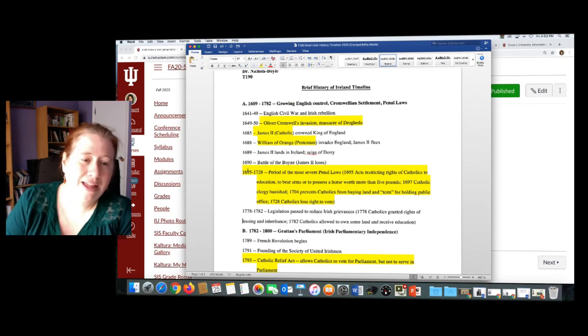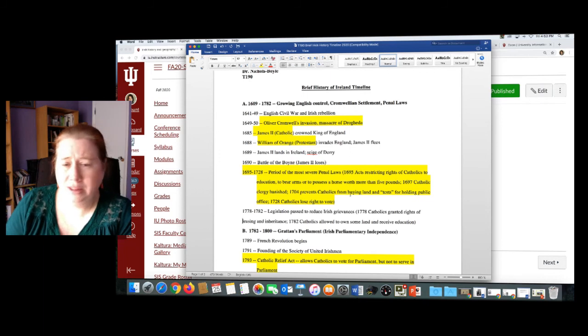So this is the late part of the 17th century, early part of the 18th century. And these are the kind of laws that Carleton would have grown up under, although they eased over time. So this is a period of the most severe ones of those laws. They had acts, and you don't need to know when each of these was passed, but these kinds of things that they did. They restricted the rights of Catholics to education. We talked about that a little bit before.